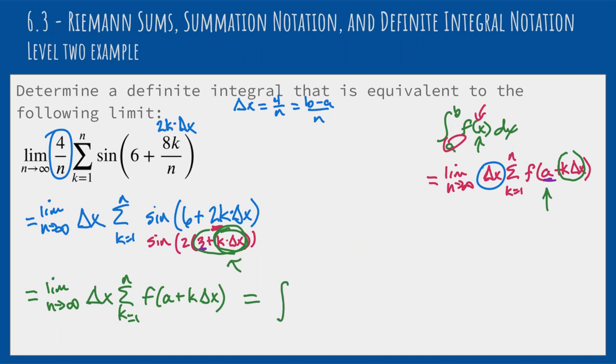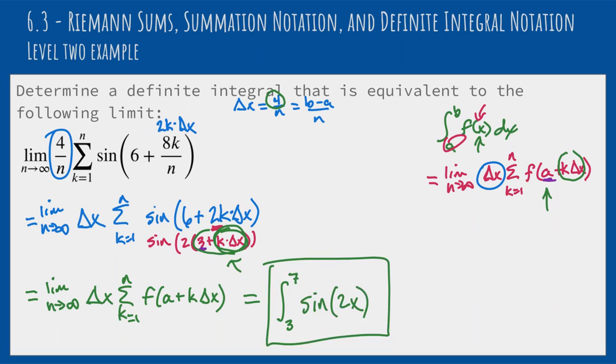A, remember, we said, is going to be 3. The width of the interval has to be 4, so it's going to go from 3 to 7 of the sine of 2x. Don't be afraid to watch this video again if you got lost in there.